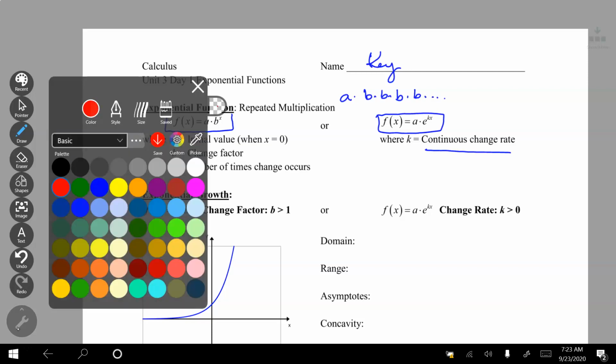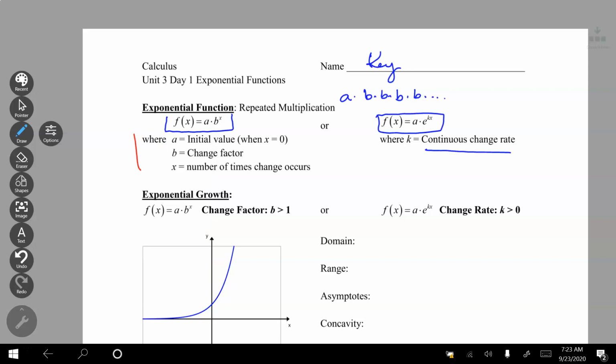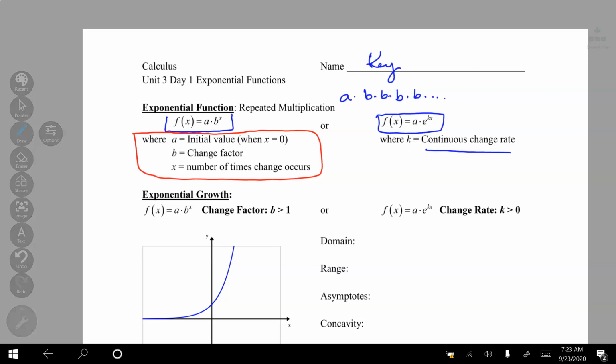A is the initial value. That's when I have x or t equal to 0. B is the change factor. How is it growing or decaying? And x is just the exponent of how many times it occurs. So let's look at some graphs.